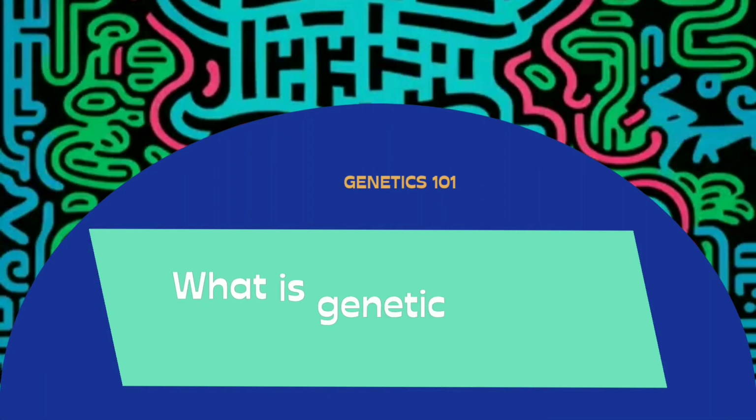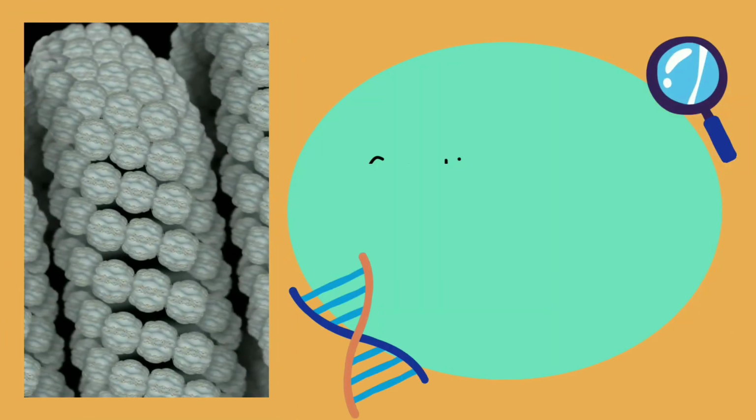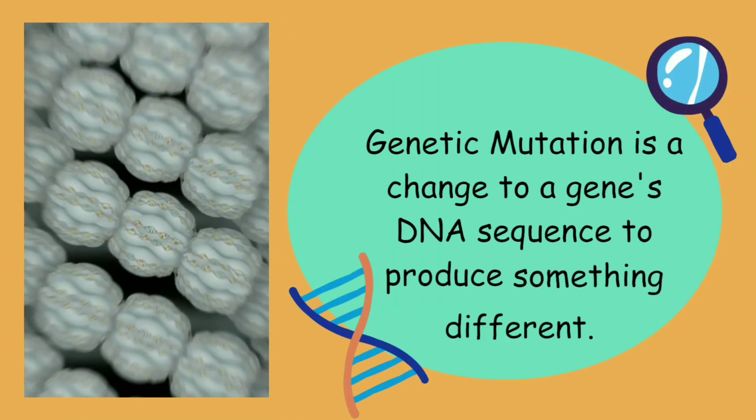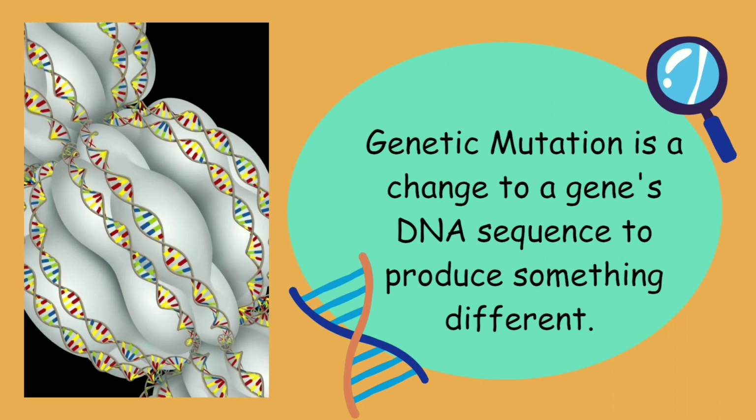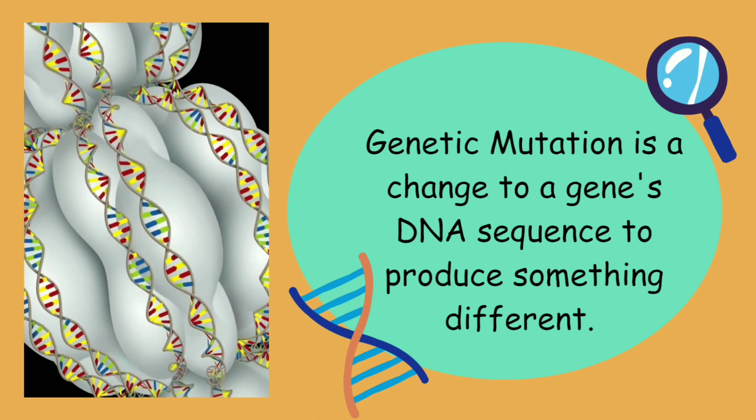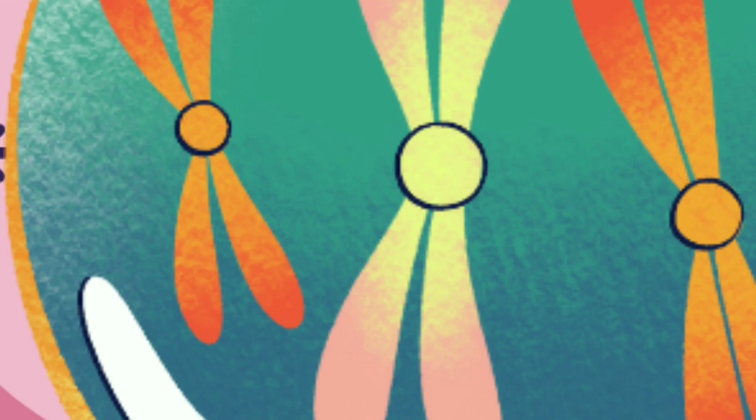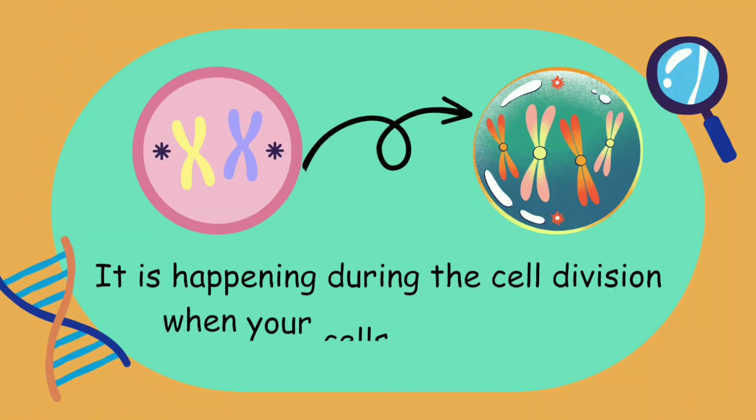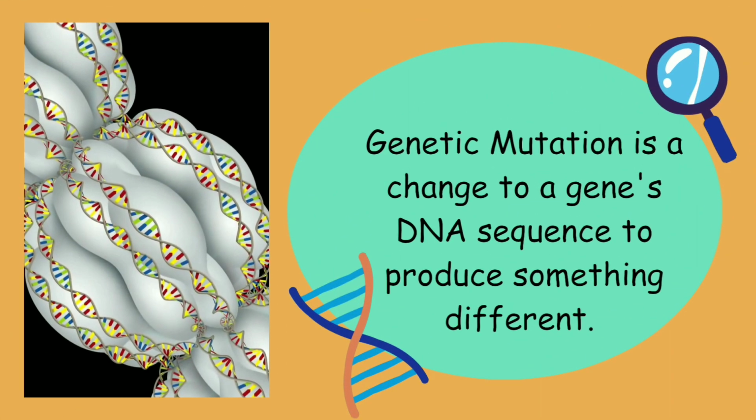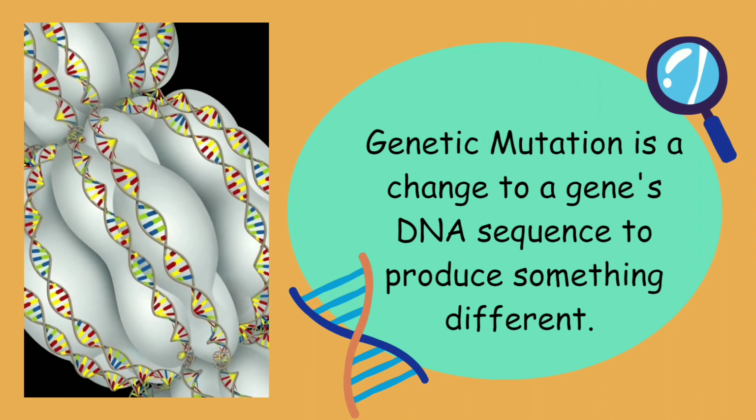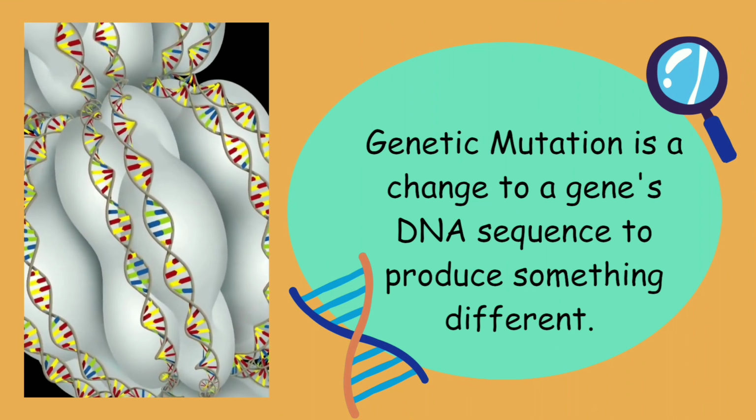What is genetic mutation? Genetic mutation is a change to a gene's DNA sequence to produce something different. It happens during cell division when your cells make copies. The DNA sequence gives your cells the information they need to perform their function and how the body forms. It is like a manual for your phenotypic and genotypic characteristics.